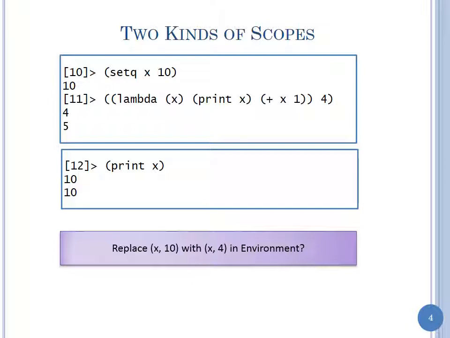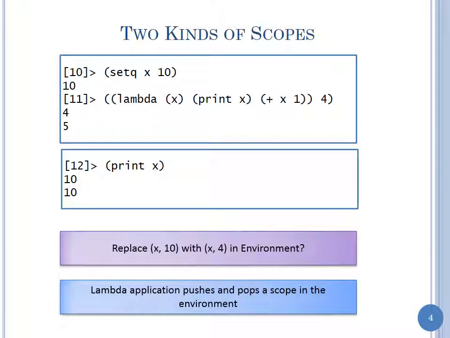Okay? So now we see the need for nested scopes. Right here. Okay? So lambda application pushes and pops a scope in the environment. Okay? And if you've done compilers, that corresponds to what? So it corresponds to pushing and popping a stack.